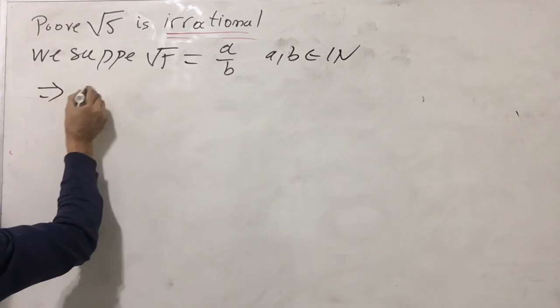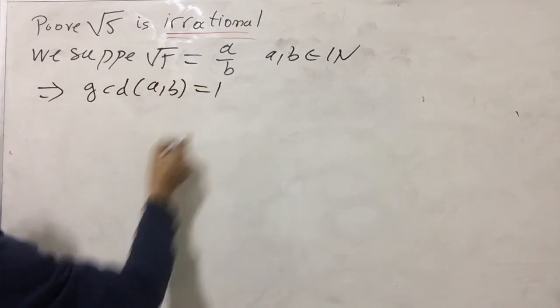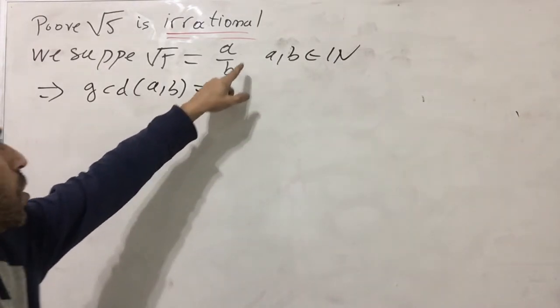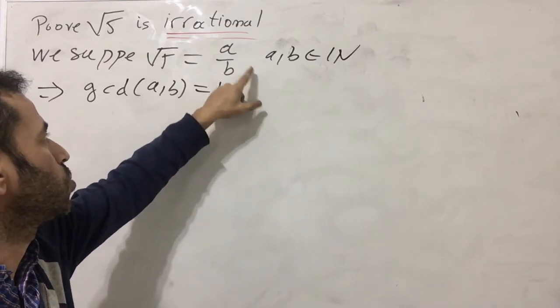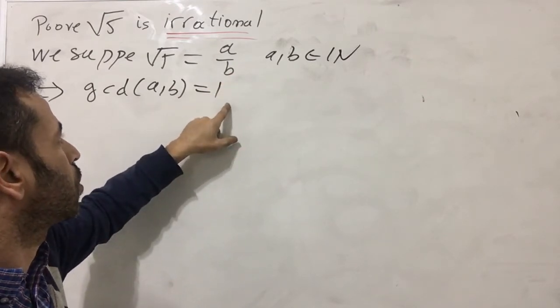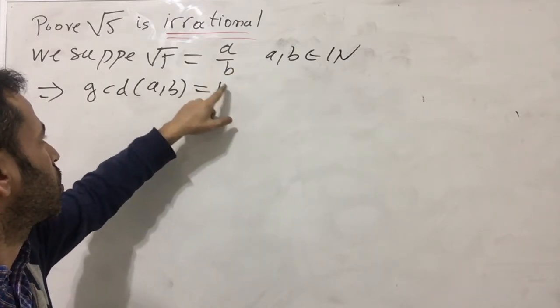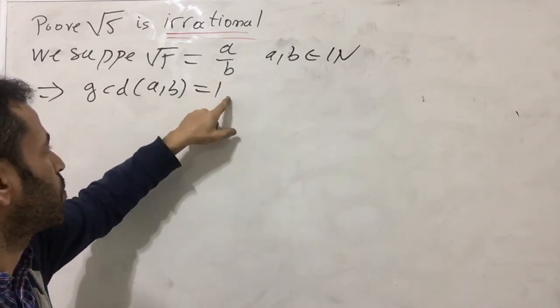So this implies GCD of a, b equals 1. That means the greatest common divisor of a, b equals 1. That means a and b can be divided by 1. There is no common factor except the number 1. There is no common divisor except the number 1.